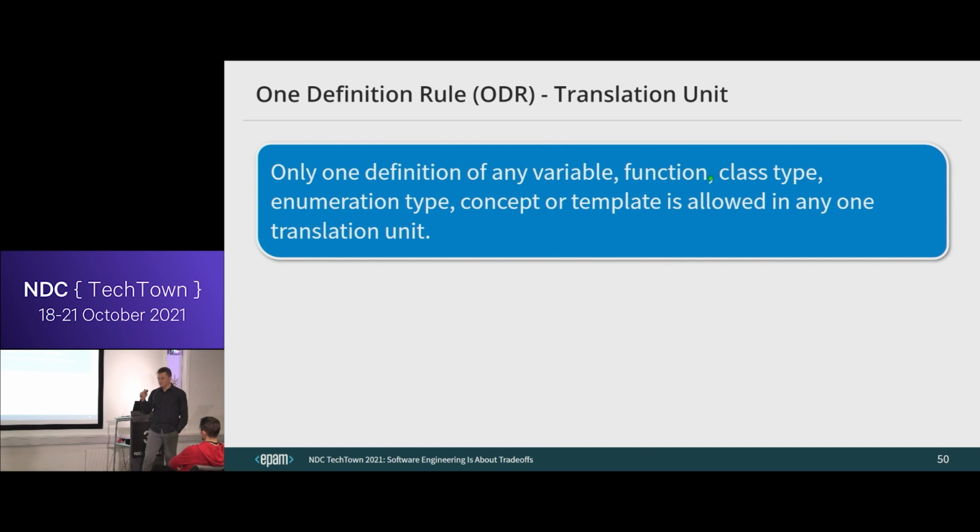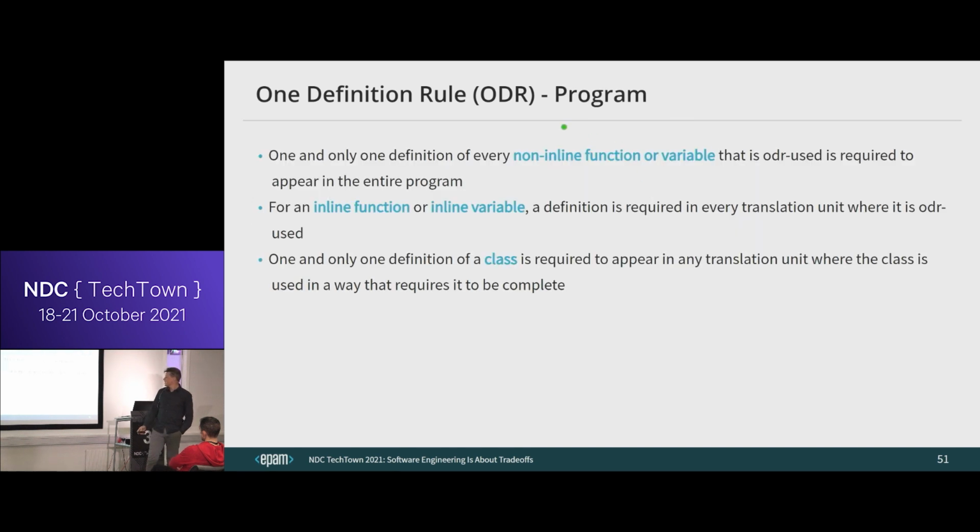But a problem is that this may break the one definition rule. The one definition rule basically says that only one definition can appear in an entire translation unit. It's simple. For a program, it's similar, but different. For a program, it means that if you have a non-inline function or variable, there should be only one definition. If it is an inline function or variable, it has to be visible in every translation unit, because it has to be inline, so you have to see the definition. And for classes, it requires that it appears only in one translation unit where you'll be using this one.